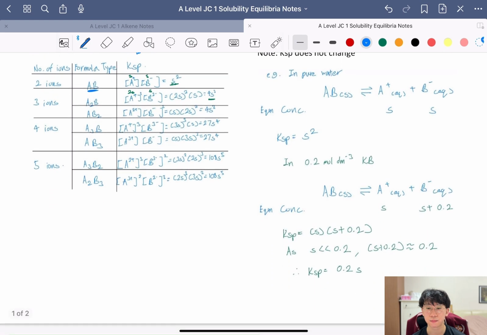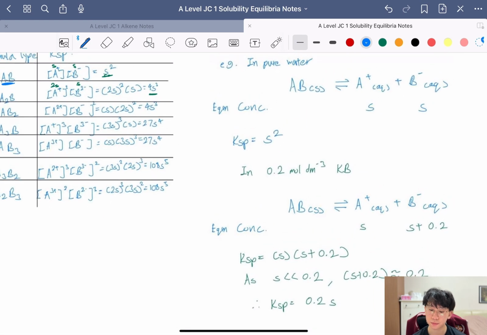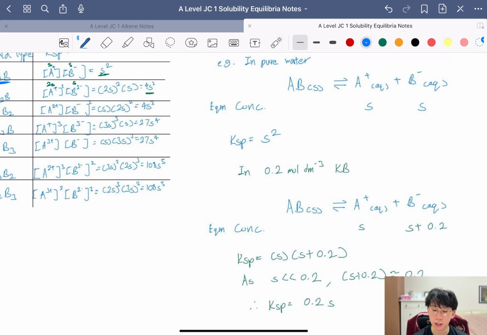So for example, in pure water, you have an AB solid that gives A+ and B-. Because they are 1:1, the equilibrium concentrations are S and S, which is the solubility of the salt. This is the normal solubility of the salt. So Ksp equals S squared.